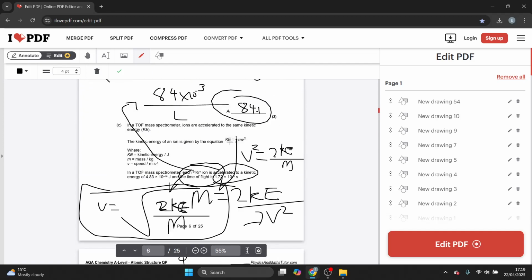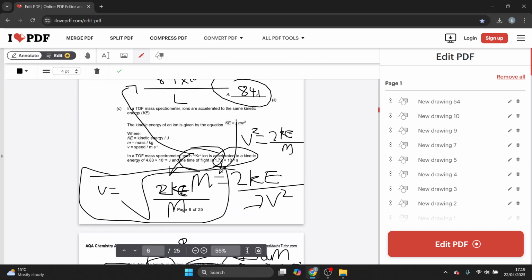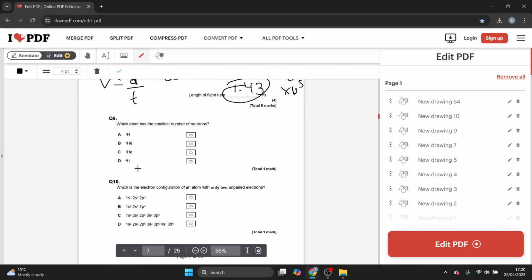So actually, not very challenging once you spotted that you can find the mass of that using Avogadro's constant, and this you can rearrange to find out velocity. So yeah, memorize these formulas.